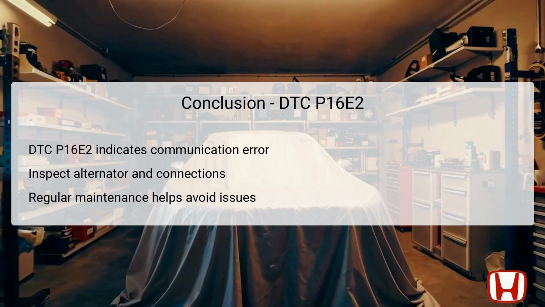In conclusion, the Diagnostic Trouble Code P16E2 signifies a communication error within the vehicle's electrical system, mainly involving the alternator's interaction with the PCM via the LIN circuit. Identifying the root cause of this error typically requires a systematic approach, beginning with simple visual inspections of the alternator's terminal connections, and progressing to detailed diagnostics of the LIN circuit and associated components.